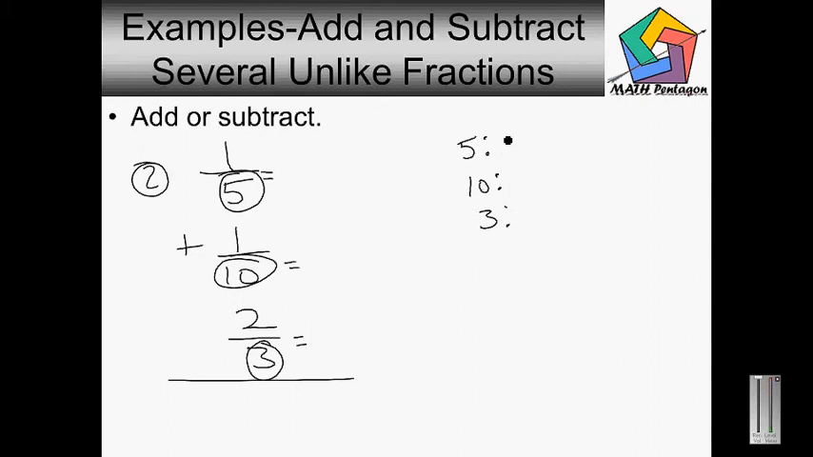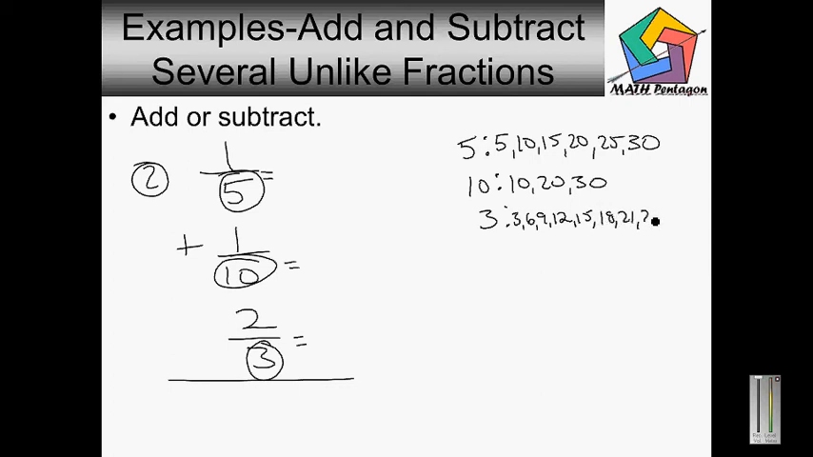So 5 times 1 is 5, 5 times 2 is 10, 5 times 3 is 15, 5 times 4 is 20, 5 times 5 is 25, and 5 times 6 is 30. 10 times 1 is 10, 10 times 2 is 20, 10 times 3 is 30. 3 times 1 is 3, 3 times 2 is 6, 3 times 3 is 9, 3 times 4 is 12, 3 times 5 is 15, 3 times 6 is 18, 3 times 7 is 21, 3 times 8 is 24, 3 times 9 is 27, and 3 times 10 is 30. So the lowest common denominator between the three denominators is 30.